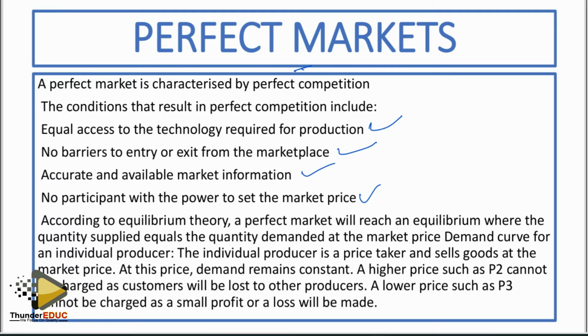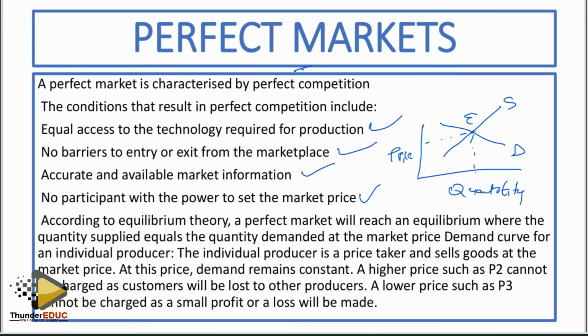According to equilibrium theory, a perfect market will reach an equilibrium where the quantity supplied equals the quantity demanded at the market price. What they normally mean is that our demand curve is always downward sloping and our supply curve is always upward sloping. Wherever the demand curve intersects with the supply curve, that's where we have our equilibrium. Normally on our y-axis we have the price, and on our x-axis we normally have the quantity. So the firms are going to produce or sell quantity Q at the price P. That is the concept in line with the equilibrium.